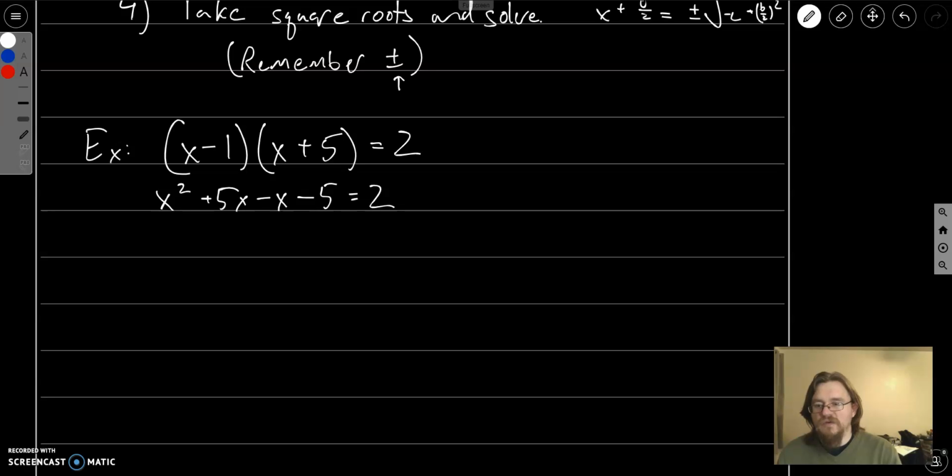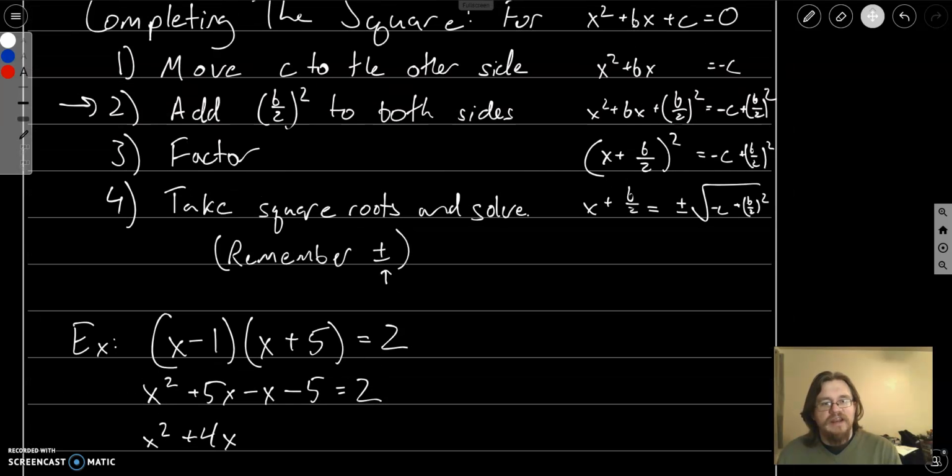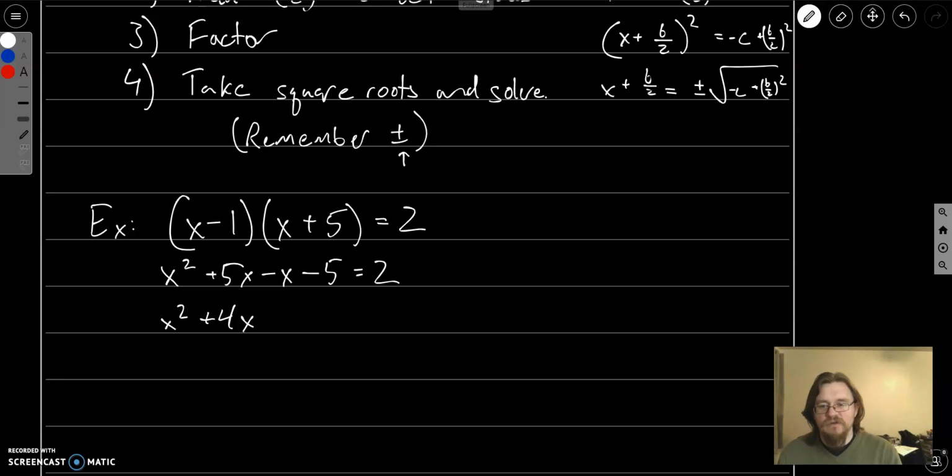So we will consolidate everything. So we've got x squared. We've got 5x minus x, which is going to be 4x. And I want to get all of the constant terms to the right-hand side. So that's what this first line is saying up here. So I'm going to move the minus 5 to the other side. By adding 5 to both sides, I'll get 7. Cool.